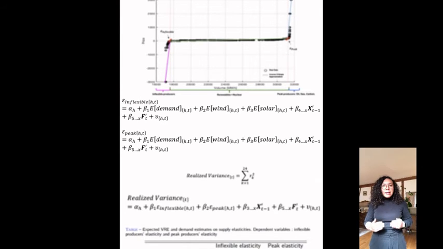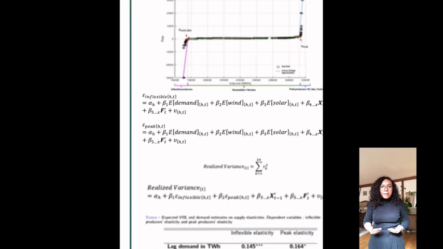My hypothesis is that, given the merit order, an increase in renewable energy decreases the chances to sell electricity for peak and inflexible producers, which translates in a more inelastic supply. On the other hand, an increase in expected demand increases the chances to sell electricity for both types of producers, and this translates in a more elastic supply.